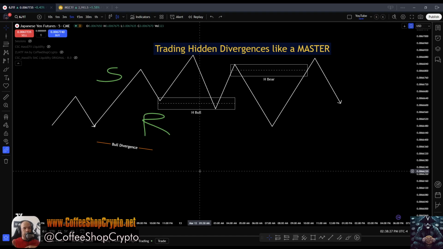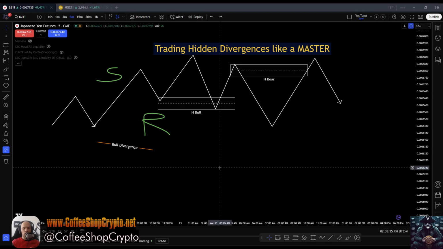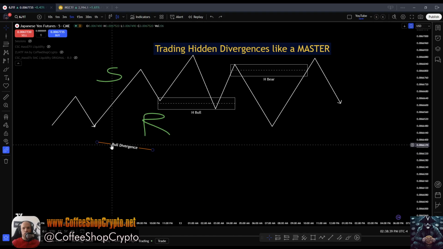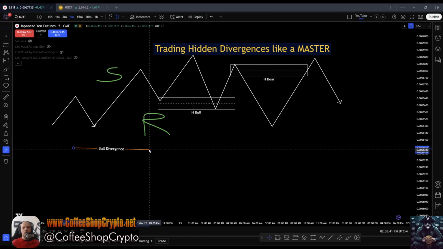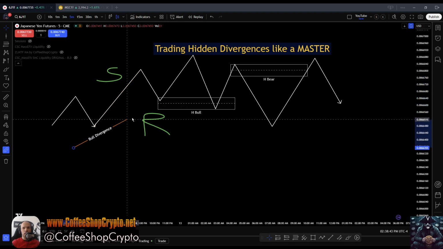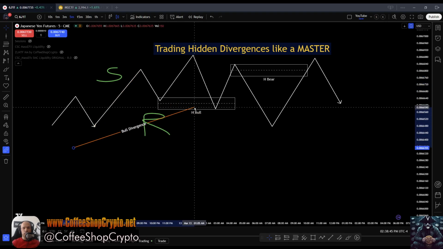I'm going to show you how to trade hidden divergences, and when you look for hidden bullish or hidden bearish divergences. There's a time to look for hidden bullish, and there's a time to look for hidden bearish. So let's say you had higher highs and you had higher lows. You're going to look for a hidden bullish divergence.